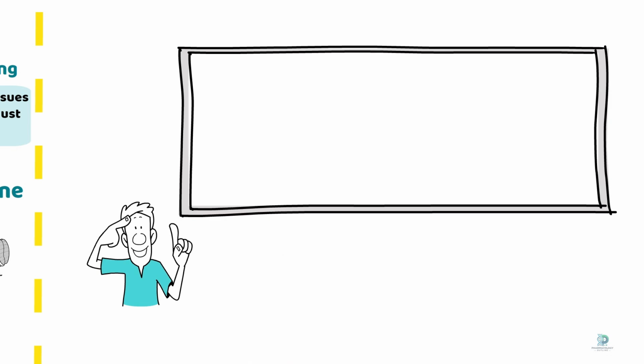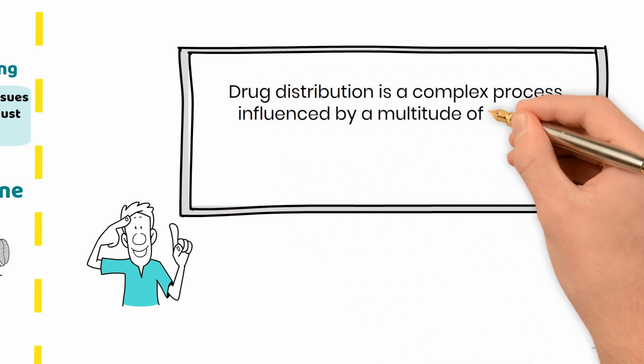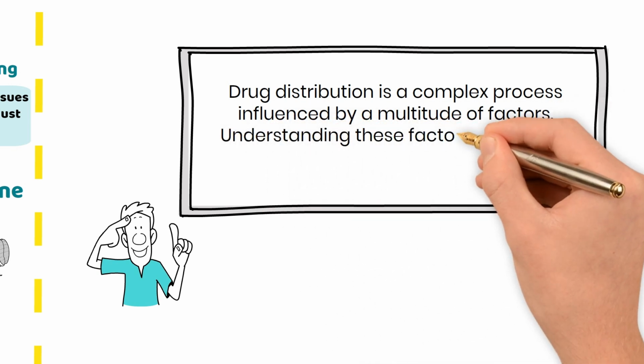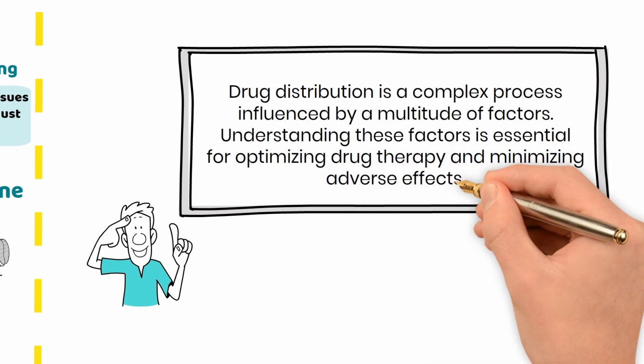In conclusion, drug distribution is a complex process influenced by a multitude of factors. Understanding these factors is essential for optimizing drug therapy and minimizing adverse effects.